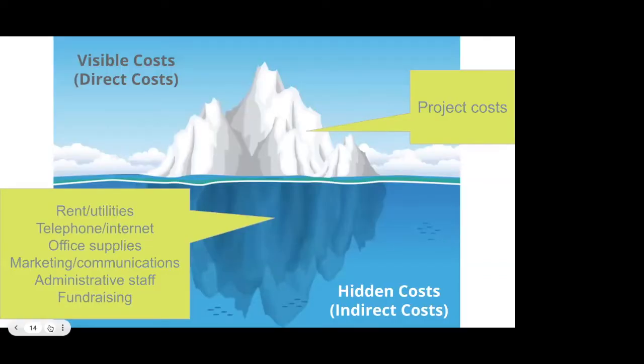This, I think, is a great visual to understand the difference between direct and indirect costs. You have the direct, or the visible costs up at the top. That's the iceberg above the water line. Then you have those hidden costs, which are all important to the project, but are also used on other projects as well. Everything listed is indirectly related to the project. So rent, utilities, telephone, the staples, the administrative staff, all of that is going to be your hidden or indirect costs.